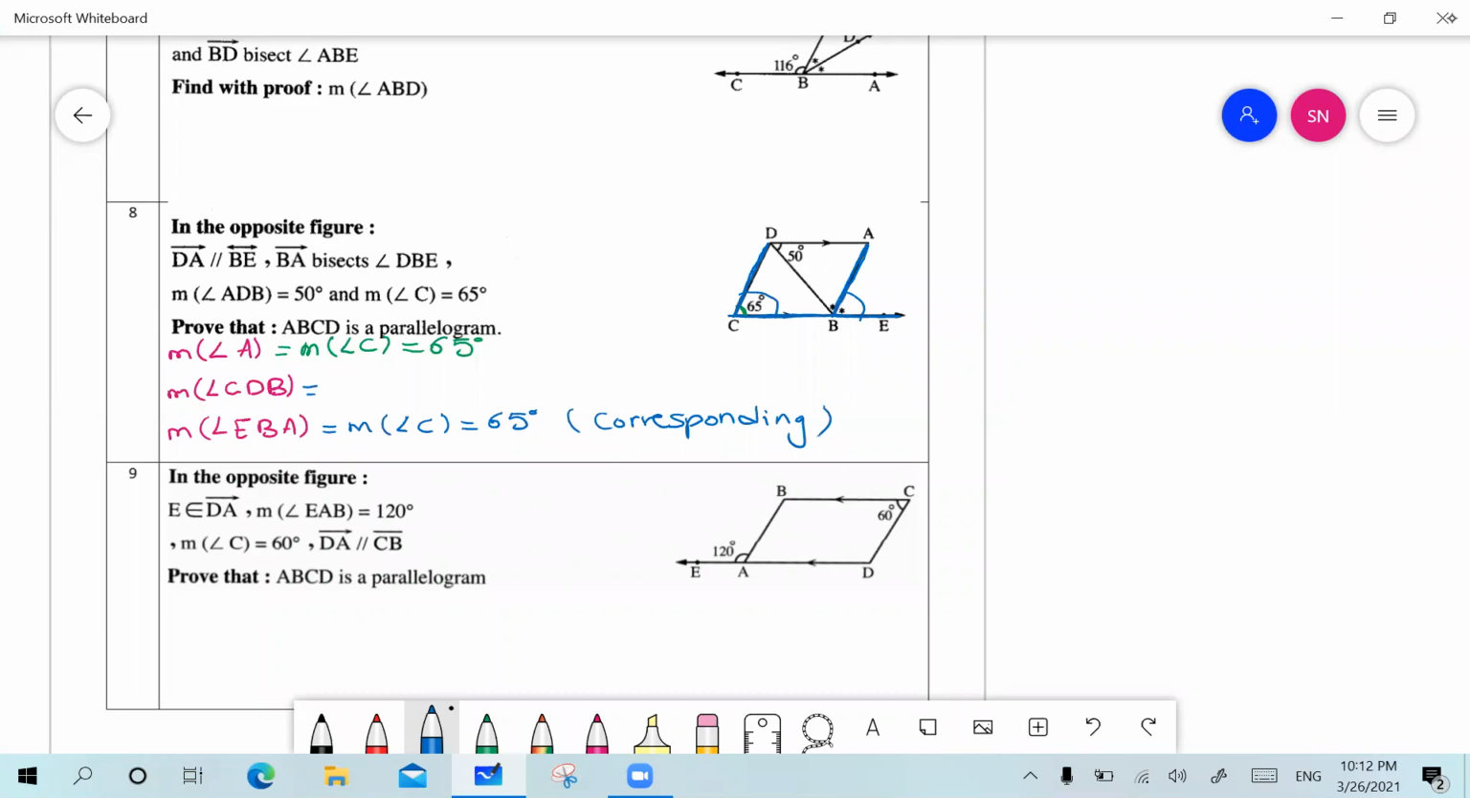Now I want someone to find for me the measure of angle CDB. I want to find the measure of this angle.